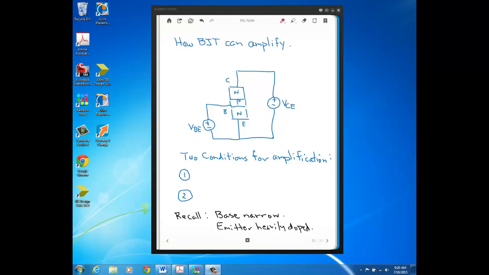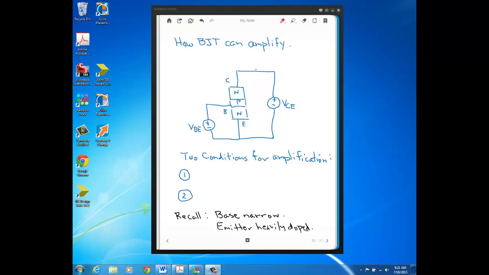In this video I discuss how a BJT has the ability to amplify, and there's actually two conditions that you need to satisfy in order for the BJT to provide amplification. And before I get into those, I just want to mention again that in the previous video we saw that for these BJTs the base is narrow and also the emitter is heavily doped, meaning it has lots of free charge. So these two fabrication conditions, along with the two circuit conditions that I'm going to show you, all together, is what gives the BJT the ability to amplify.